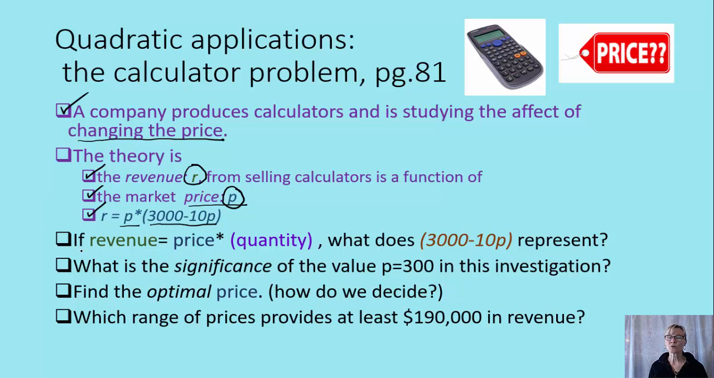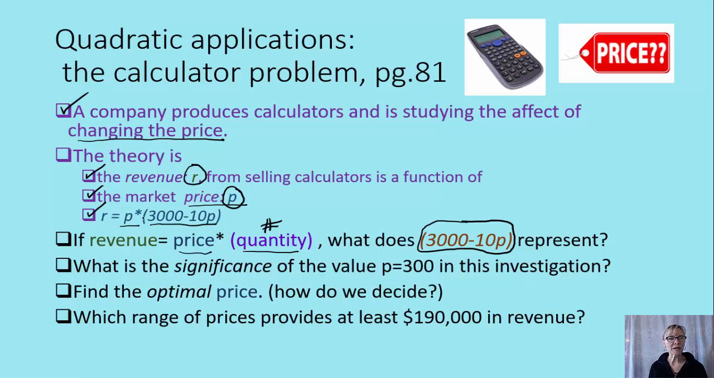Okay, so now here are the 4 questions that they're going to ask you on the homework. If the revenue is equal to price times how many you sell, and that makes sense, right? The amount of money you take in, the revenue, is equal to what you charge for one calculator times the number of calculators that you sell. Okay, so that's a general breakdown of what the formula means. And if that's the case, then what does this 3,000 minus 10p part of the function represent? Remember, that was the mysterious part in the parentheses.